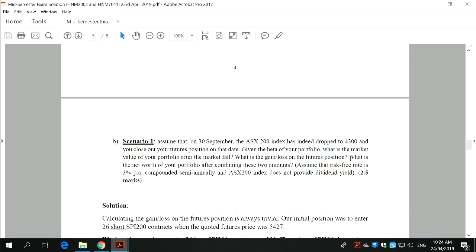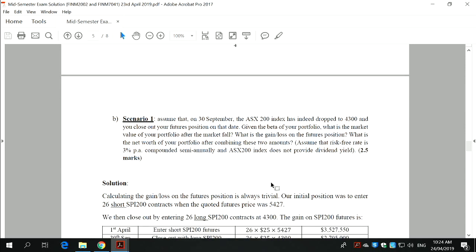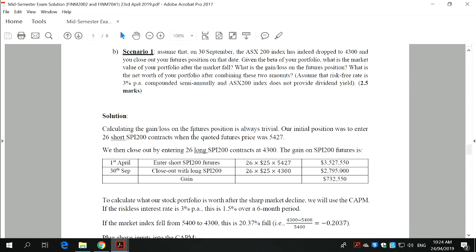Also, I give you the risk-free rate is 3% compounded semi-annually, and the ASX 200 index does not provide a dividend yield. Okay, so then that's straightforward. Remember, we shorted SPY at a price of 5,427, right? So you're locking in to sell at 5,427, but remember, that's just the points. You need to multiply by $25, and then multiply by the number of contracts that you shorted, which is 26 contracts. So you work out you locked in to sell for a price around 3.5 million, right?